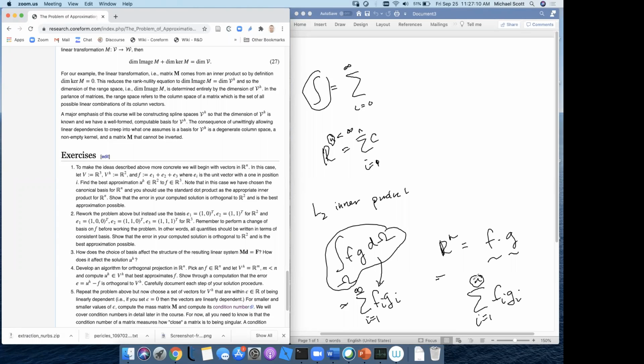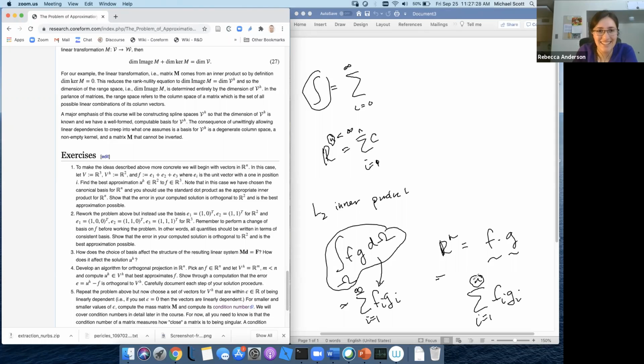As soon as you move into function spaces, a function is like an infinite dimensional vector. So that inner product has to be able to deal with the infinite dimensional nature of the vector you're dealing with. That makes a lot of sense. Thank you. Yep.